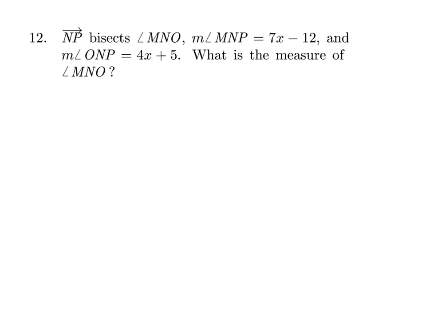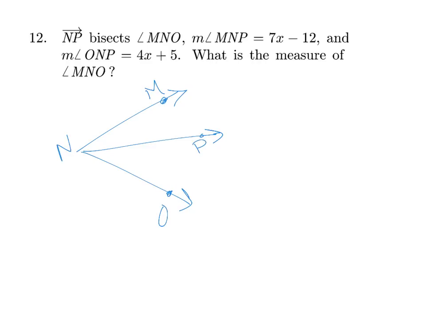All right, NP bisects MNO. So you got to construct a diagram here. I have M, N, and O. NP bisects it. It's P. All right, bisects, so it cuts it in half. Then it says MNP is 7x minus 12, and ONP is 4x plus 5. What is the measure of MNO?